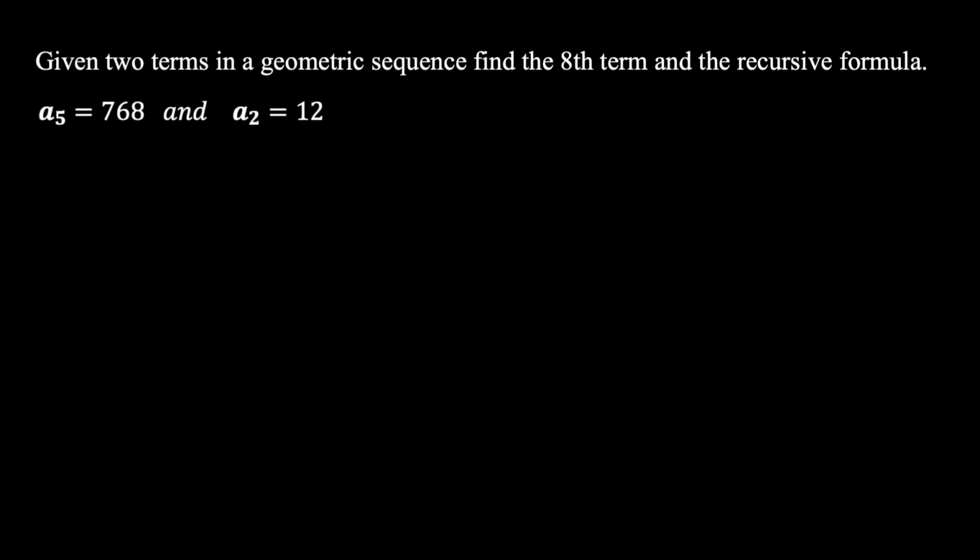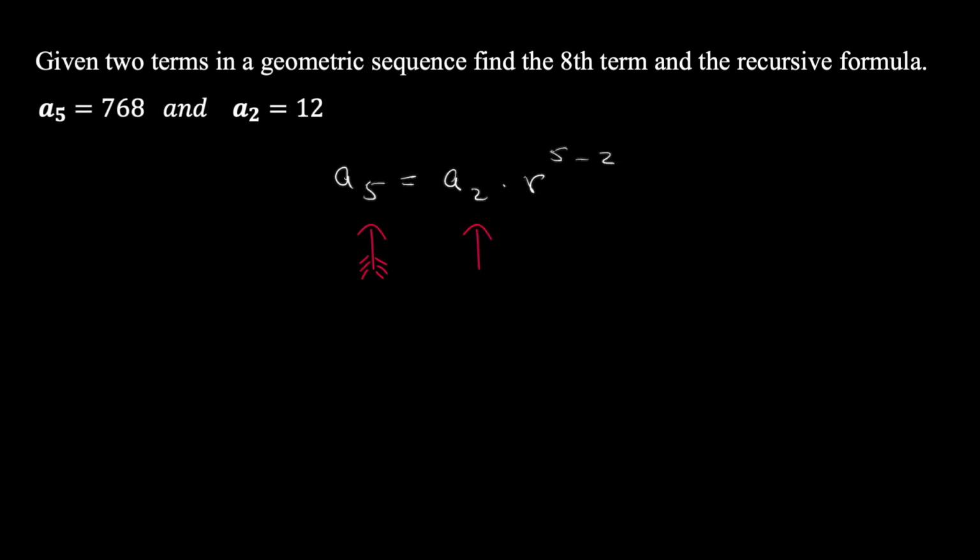We can write a₅ is equal to a₂ times r to the power 5 minus 2. Remember when we wrote aₙ equals a₁ times r to the power n minus 1? So here we have 5, here we have 2, so we put it as a power 5 minus 2. Similar to what we did before, like n minus 1. Now we replace a₅. a₅ is equal to 768 is equal to a₂, which is 12, times r to the power 5 minus 2, which is 3, divide by 12, divide by 12.